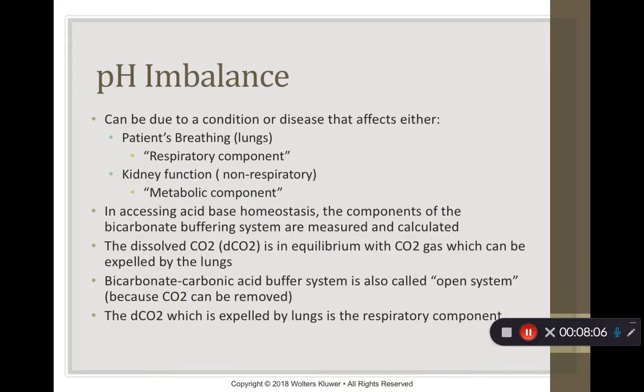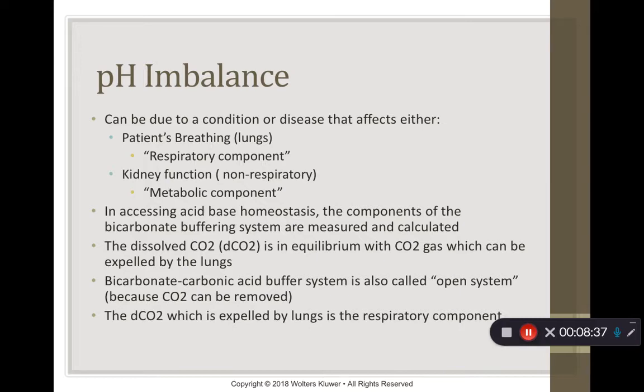So pH imbalances can occur due to conditions or diseases that affect either the patient's breathing, which could affect the lungs, and that would be the respiratory component, or that can affect kidney function. Again, kidney function is the metabolic component, which is also the non-respiratory component. In assessing acid-base homeostasis, the components of the bicarbonate buffering system are measured and calculated, right?